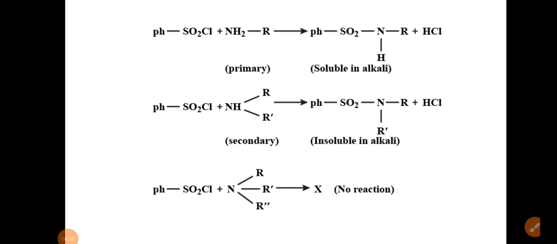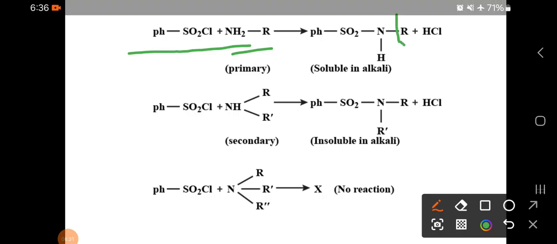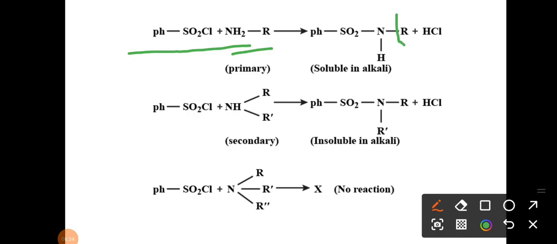Okay, here is the reaction. This one is your benzene sulfonyl chloride reacting with your primary amine. Your product is the N-alkyl benzene sulfonamide, just N-alkyl, because only one R is there. So that is the primary one, and it is soluble in alkali. Just previously we have seen that the product formed from the primary amine reacting with benzene sulfonyl chloride and KOH is soluble in alkali.